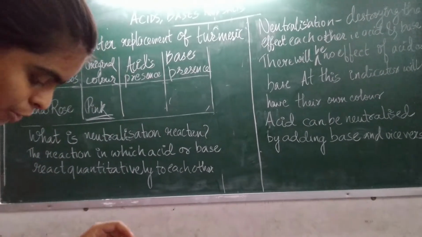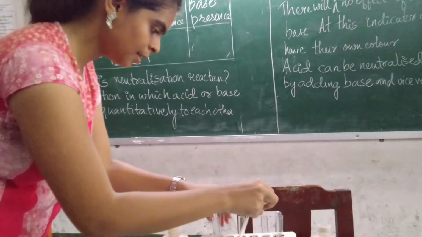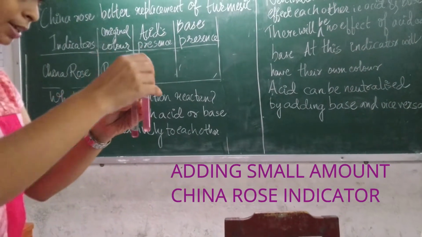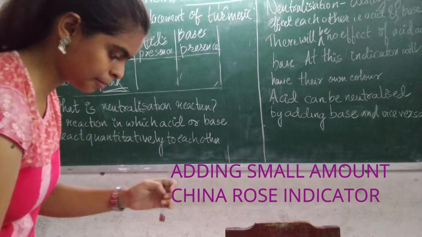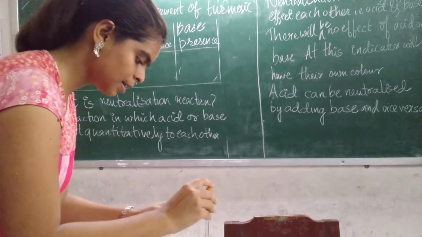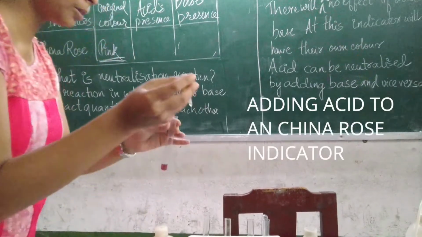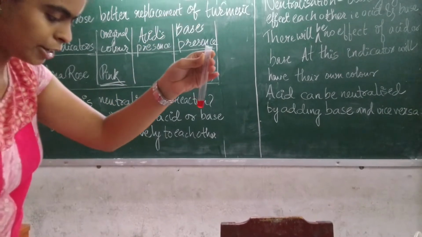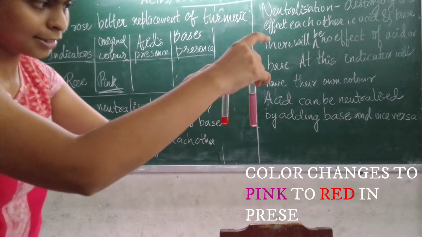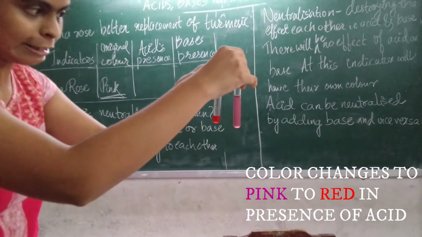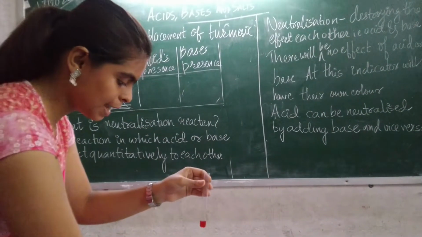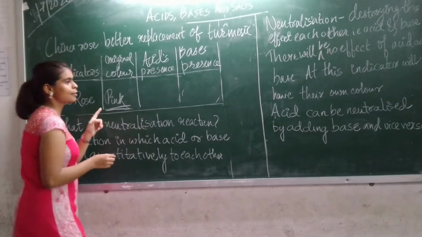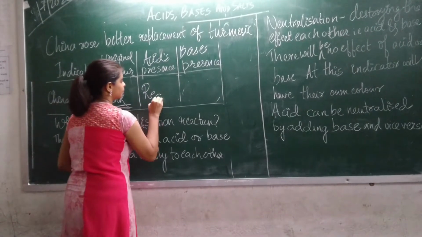This is acid. First I take a small amount of indicator in this test tube, and now I am adding 1 drop of acid. See, can you see the color change? This is pink and this is red. We can see the difference. So we can say that in presence of acid, the China rose indicator changes from pink to red.